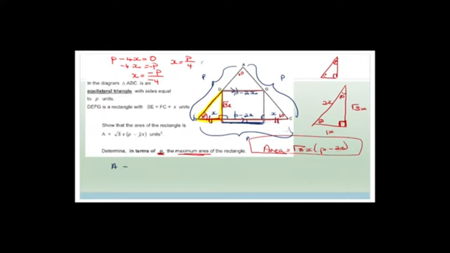We know that the area is root 3x times p minus 2x. When x is p over 4, we get a maximum value. So we get root 3 times p over 4 times p minus 2 times p over 4, which becomes root 3 times p over 4 times p minus p over 2, because the 2 cancels. P minus p over 2 is what? It's half of p, right?